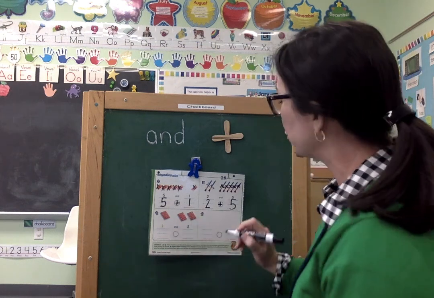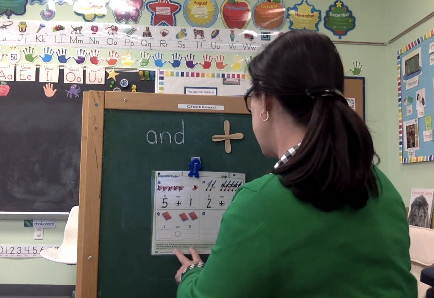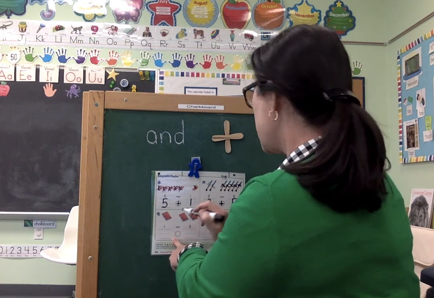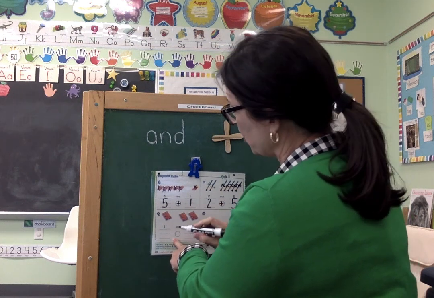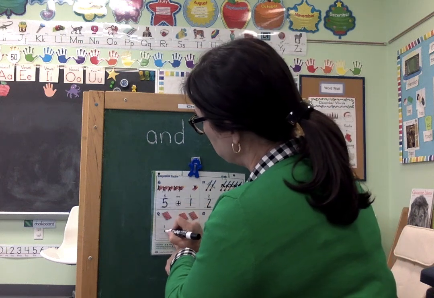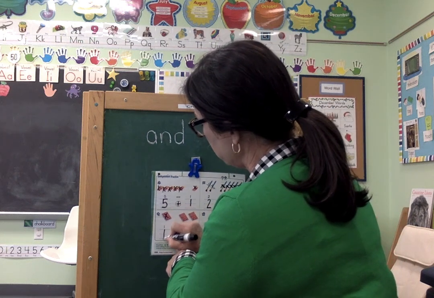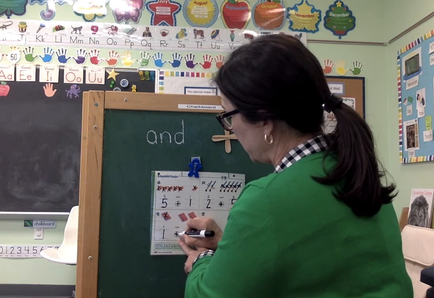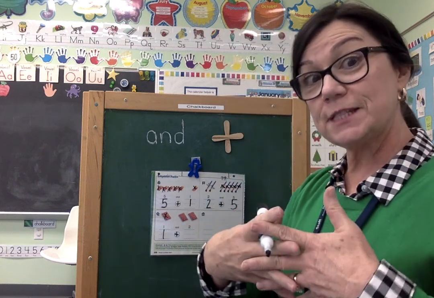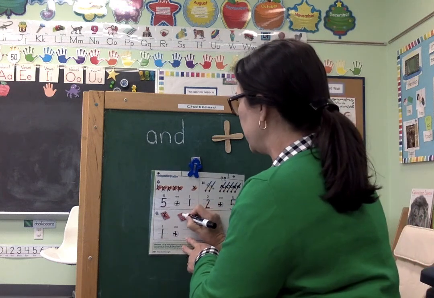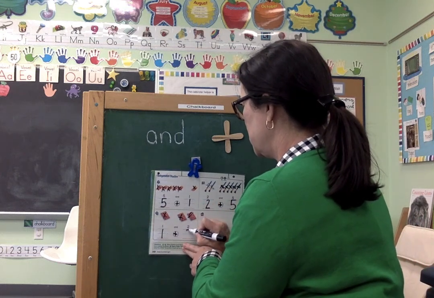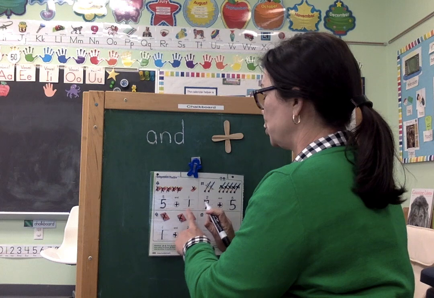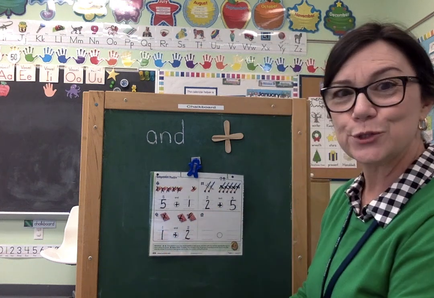All right, we're going to come down here to the notebooks. How many do we have in this first group? 1, right? So we're going to put 1 there. And what do we need to put for the word "and"? The plus to indicate we're putting them together. And how many do we have over here? 2. So let's count. 1, 2, 3. 1 and 2 equals 3.